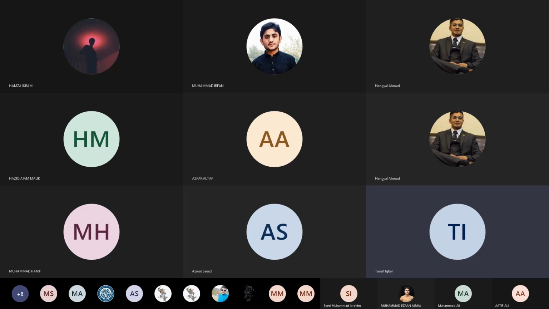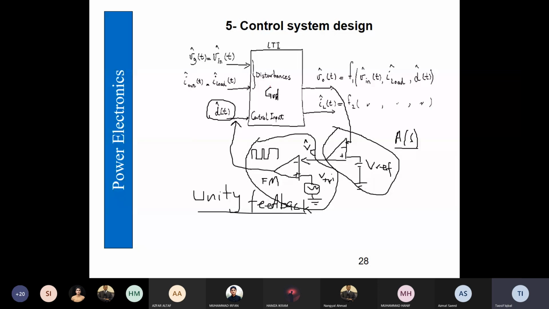What we need to do is we take the output voltage, compare it with the reference, and then get the error signal, and based on the error signal we generate a duty cycle. So this way is called unity feedback because we are not applying any gain to the error. We are just giving the error directly to the triangular wave.